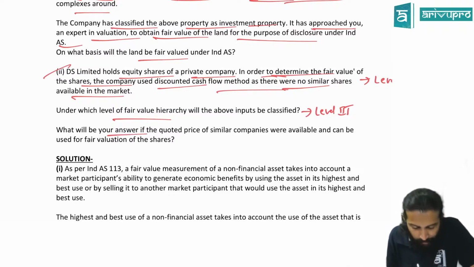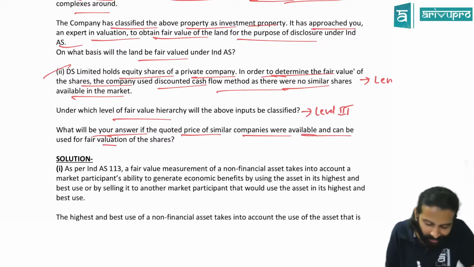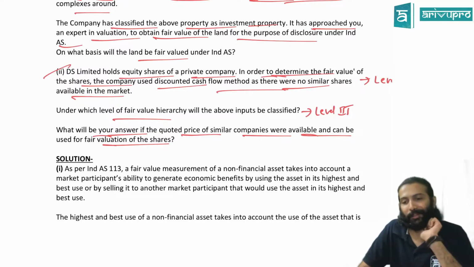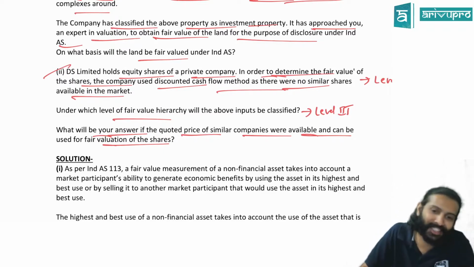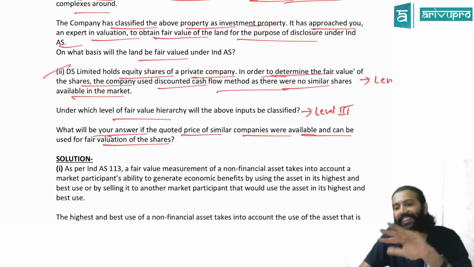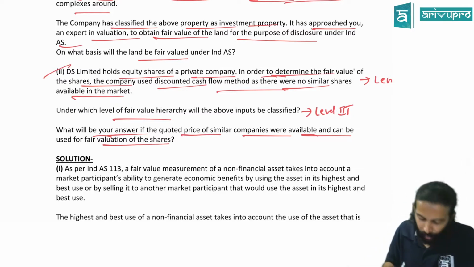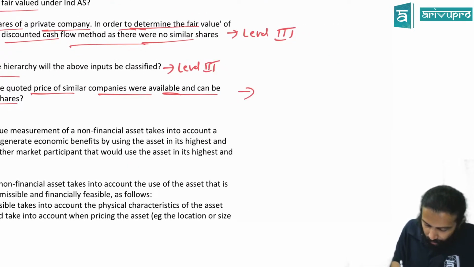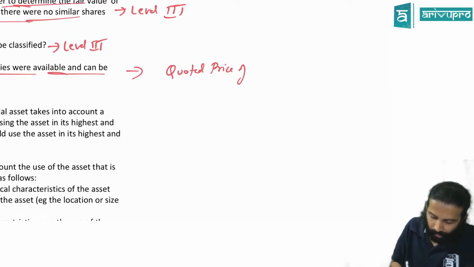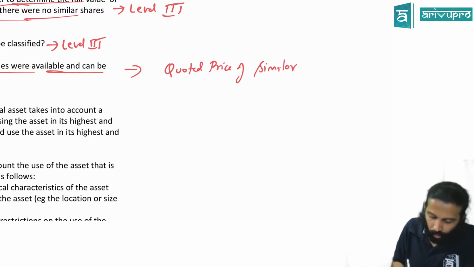What will be your answer if quoted price of similar companies were available and can be used for fair value of the share? If quoted price is available, now we have to check whether it is an unadjusted quoted price or an adjusted quoted price. If it is unadjusted, Level 1. Adjusted means Level 2. That's what you have to write. Okay. So I can give a small line here. Quoted price of similar company available.